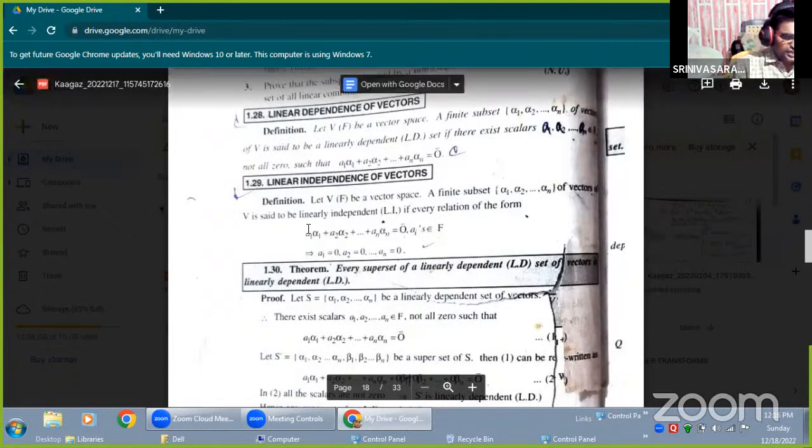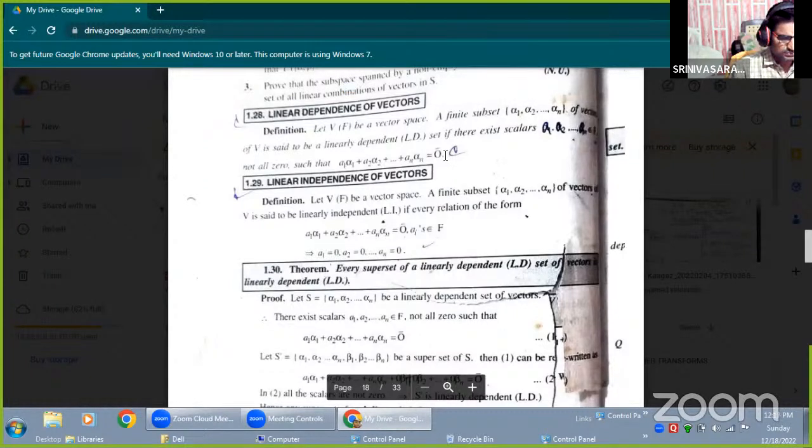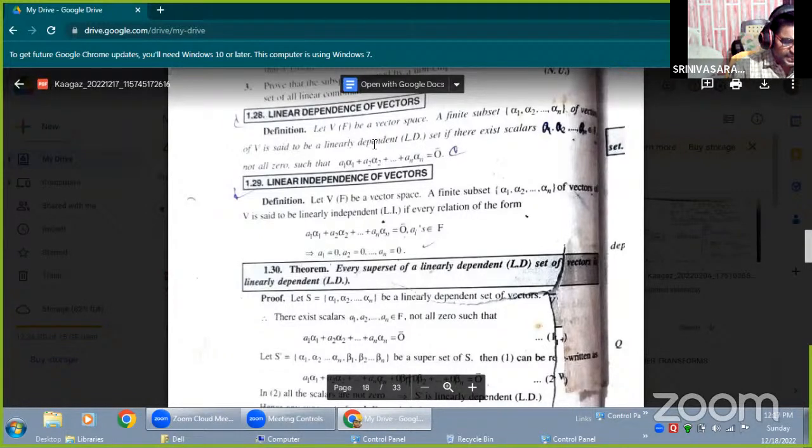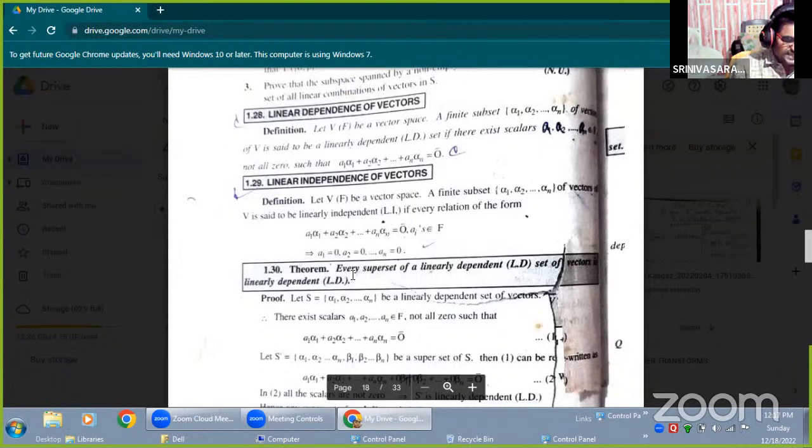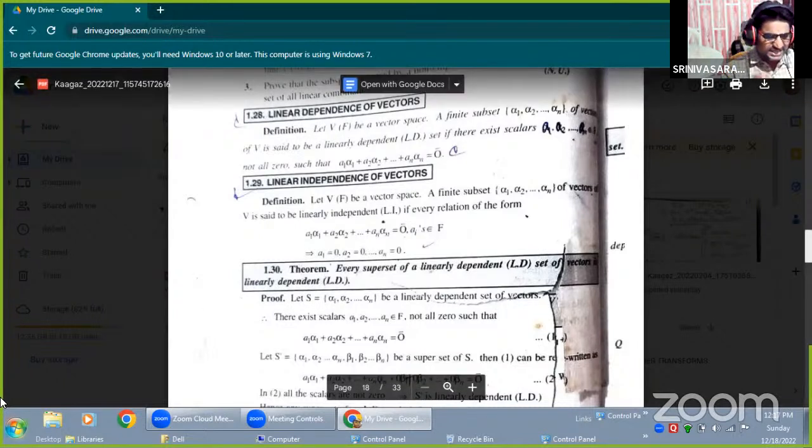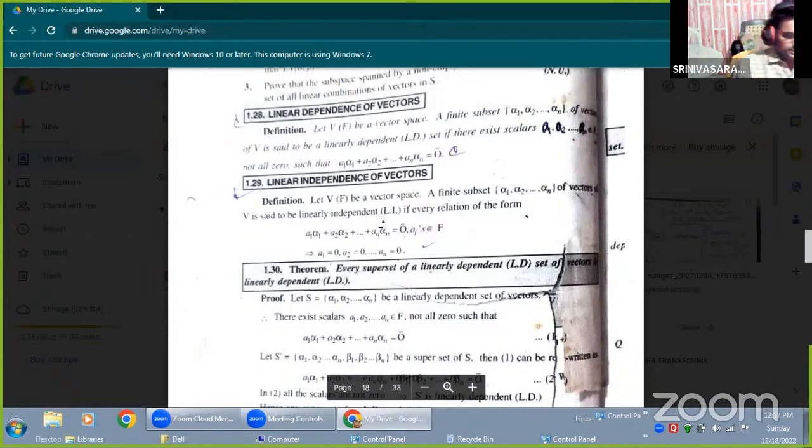Now, the basic definition is that the linear combination equals zero with not all scalars zero. That is called linear dependence. When each and every scalar must be zero, that is called linear independence. This is a very simple conclusion through the definition and the matrix method. Just observe here, each and every scalar must be zero. That is called linear independence of vectors by the definition.